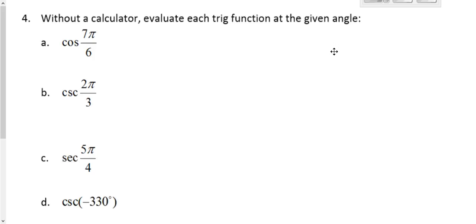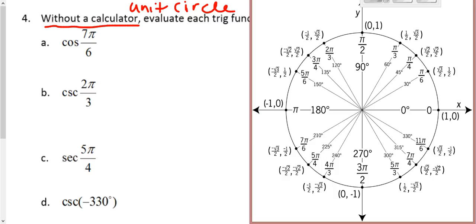Okay, let's look at number 4. We're going to run through these just real quick, a quick overview, because this says without a unit circle or without a calculator, which means you need to use the unit circle. Okay, that's what that means. Evaluate each trig function. So let's look at these. I'll pull up a completed unit circle.